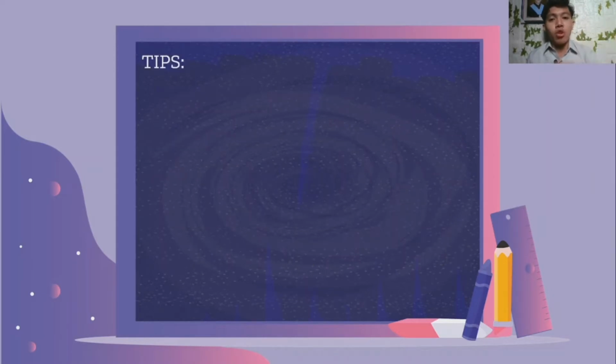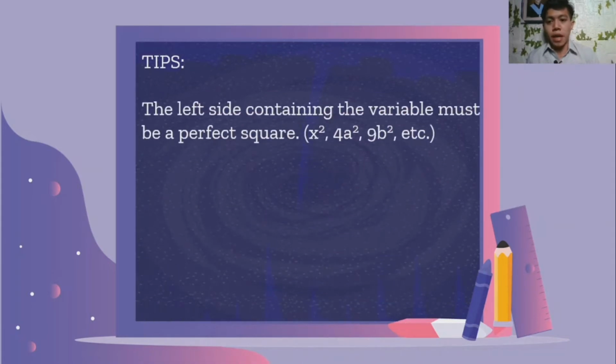By the way, bigyan ko muna kayo ng tips, okay? The left side, no? Left side ng equal sign containing the variable must be a perfect square. Paano nga ulit masasabi na may perfect square? Kapag meron siyang namumultiply sa sarili niya. Halimbawa, x squared, no? Yung x squared isa yung variable na may exponent na 2. Perfect square yan. Now, 4a squared, meron siyang variable na may exponent na 2.